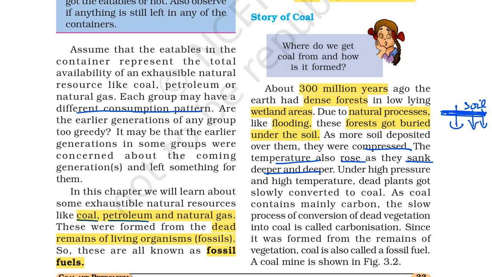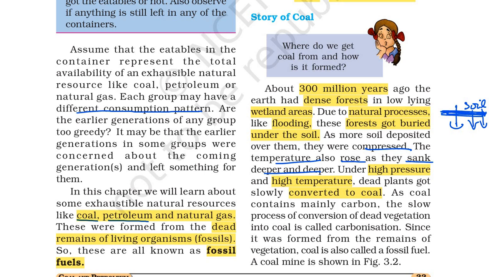And if they get compressed and the temperature rises higher, they would sink deeper and deeper, and they would have high pressure inside the soil, and they would have high temperature as well, and dead plants get slowly converted to coal. And that is how coal is formed. How coal is formed, it is under the soil, and it is compressed over the years.